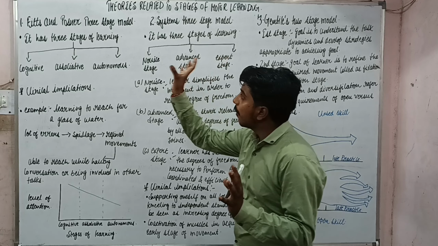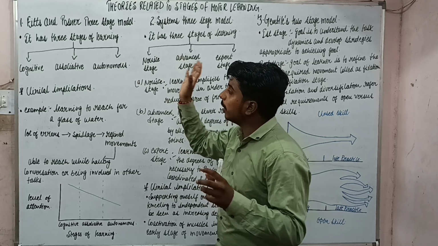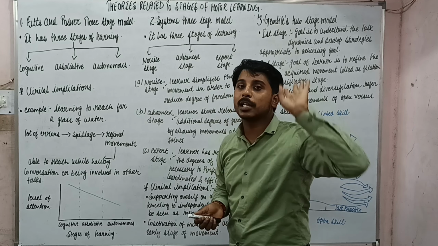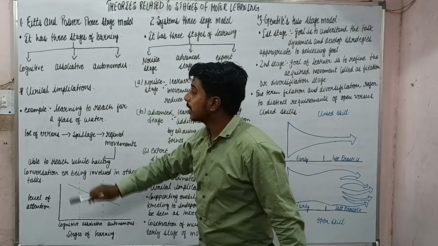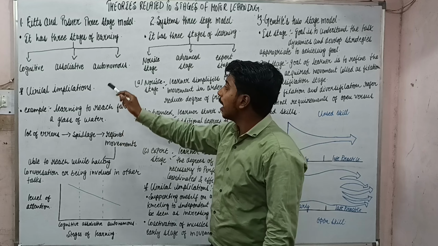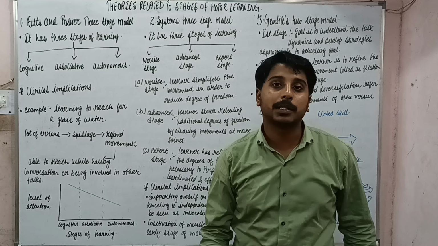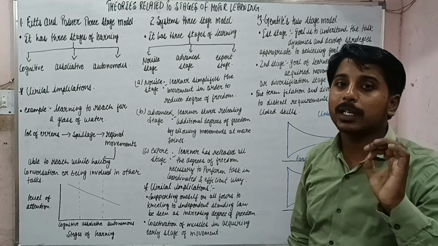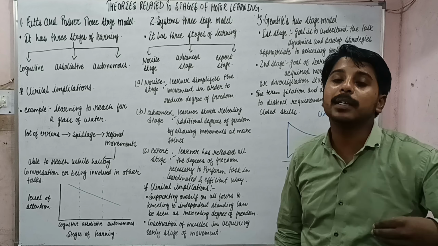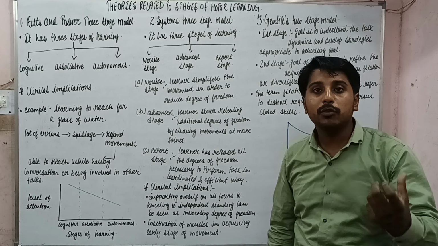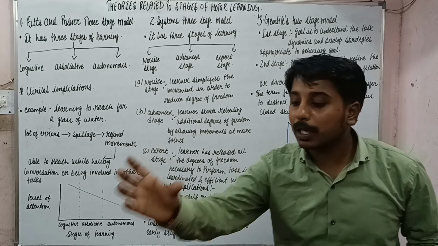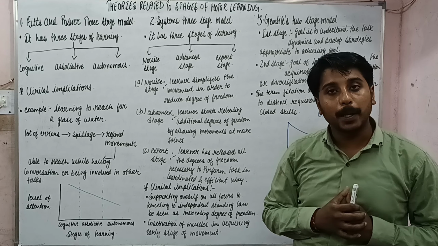According to Fitts and Posner, there are 3 stages of motor learning. First is cognitive, second is associative, and third is the autonomous stage. Each of the stages is characterized by its own features. For example, an individual is learning to pick up a glass from the table.